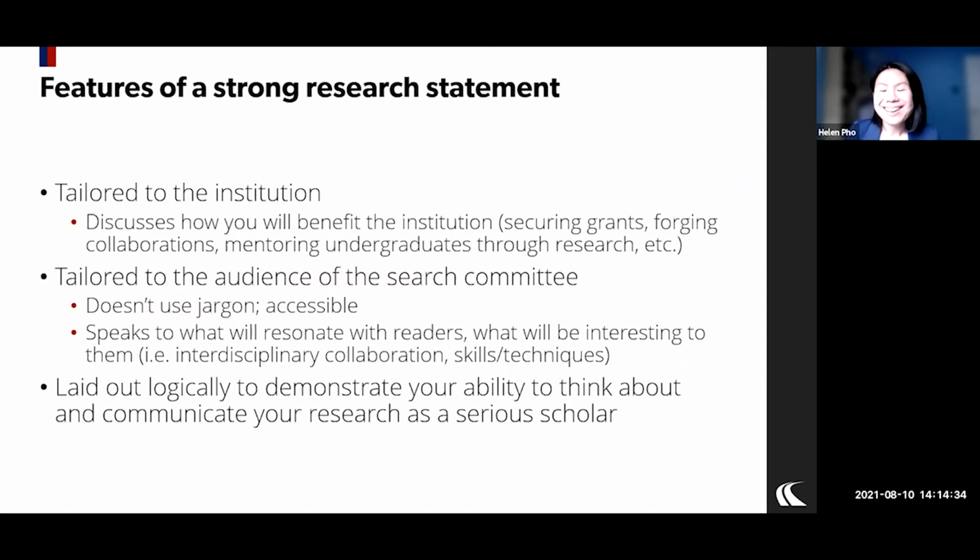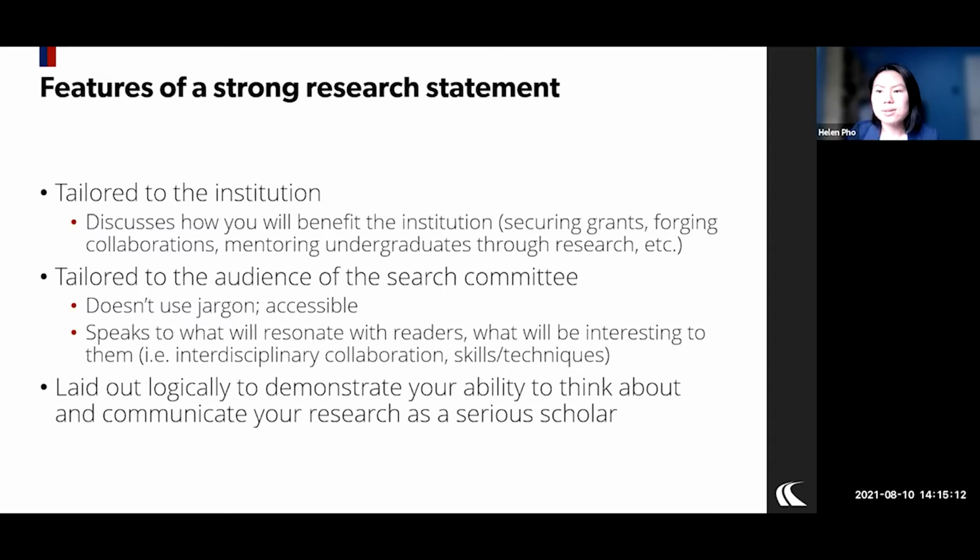They're going to be approaching the search committee process from different disciplinary backgrounds. It could be that someone is in the same discipline, but they are not in the same subfield. So it's important to not use jargon as you're writing your research statement, and to make your scholarship as accessible as possible. With that in mind, if you have an idea of what the departments might be that have a stake in this hire, you can tailor your research statement so that you'll speak to what will resonate with readers.